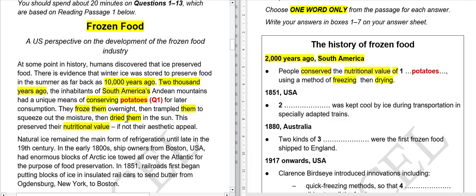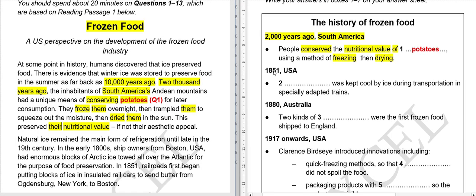Them, which thing was dried? Potatoes. This preserved their nutritional value. Again, here "their" refers to potatoes. So they have used referencing pronouns later in the sentences to refer back to potatoes. I hope it is clear. Moving on to the next question.